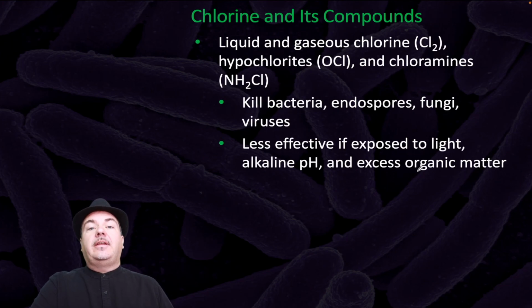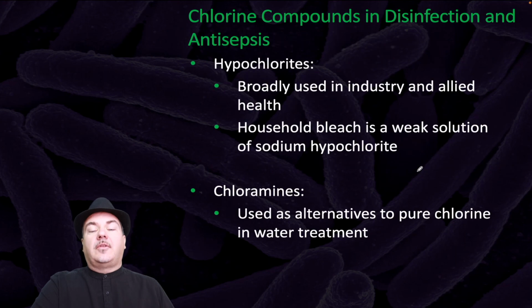Next we have chlorine and its compounds. This can be liquid or gaseous chlorine, hypochlorites, or chloramines. They kill bacteria, endospores, fungi, and viruses. They're less effective if exposed to light, alkaline pH, or excessive organic matter. The hypochlorites are broadly used in industry and allied health. Household bleach is a weak solution of sodium hypochlorite. Chloramines are used as an alternative to pure chlorine in water treatment.